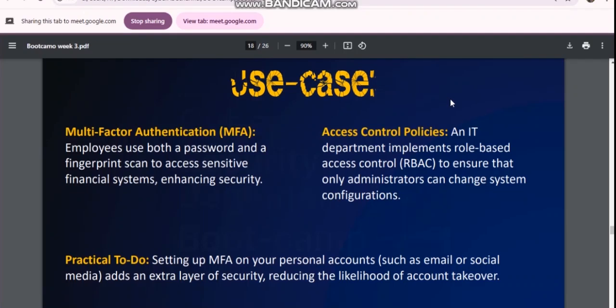So practicals to do: setting up multi-factor authentication on your personal accounts, such as your email, social media accounts, etc., adds an extra layer of security, reducing the likelihood of account takeover.